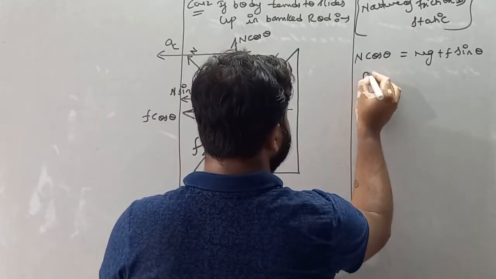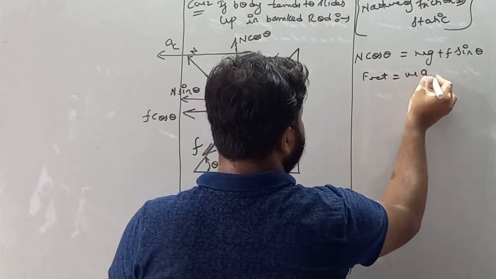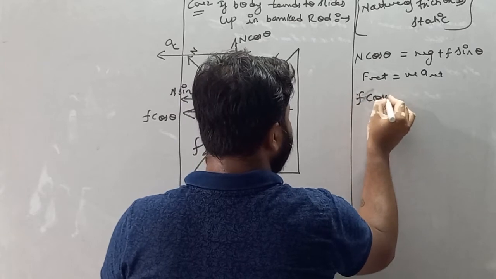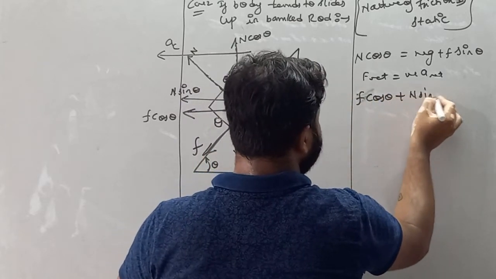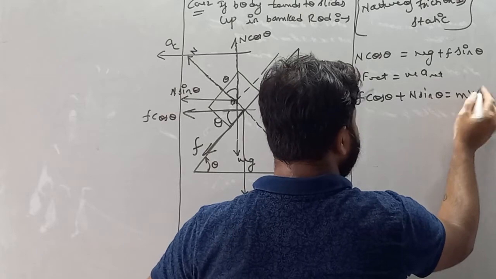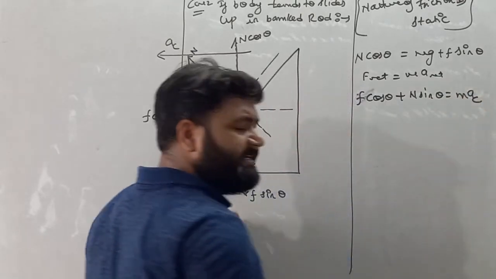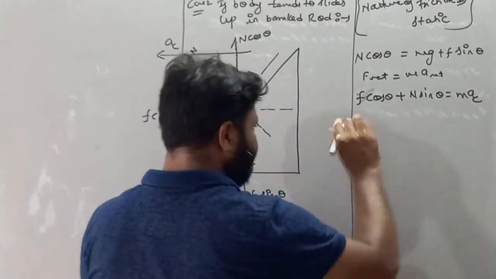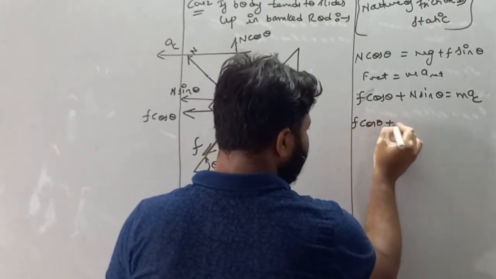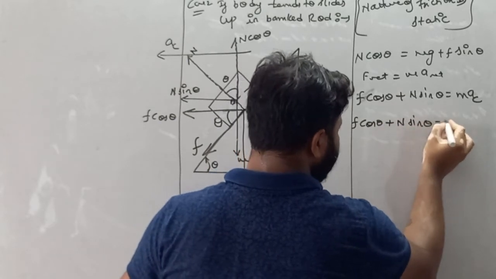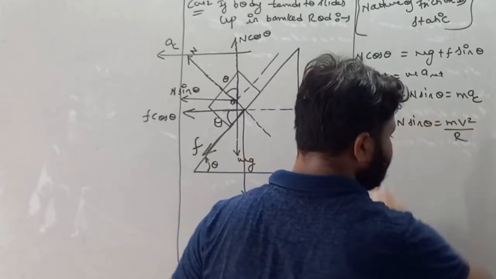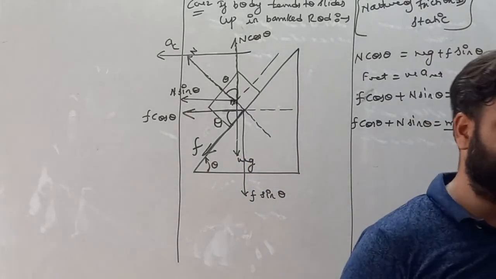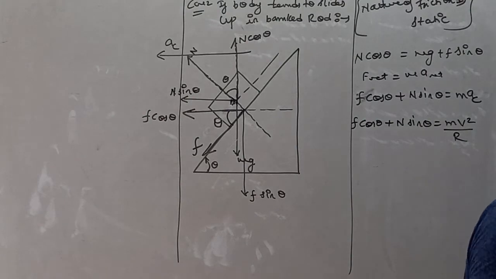So we can write F net equals m a net. F net means f cos theta plus n sin theta equals m, and instead of a net we can write centripetal acceleration here, because the particle is moving in a circular track. So f cos theta plus n sin theta must be equal to m v square by r, because we know that the value of centripetal acceleration is nothing but v square by r.